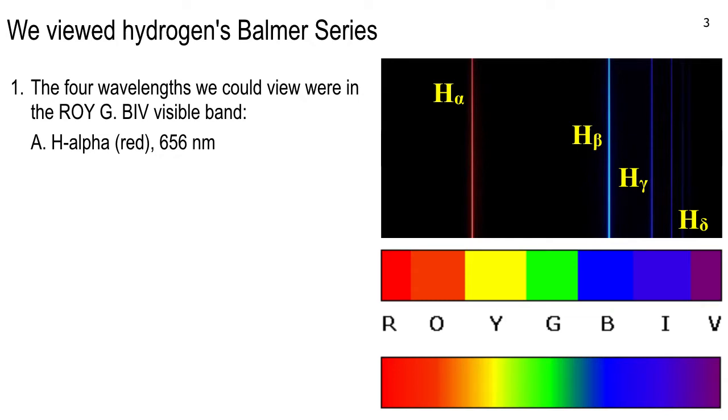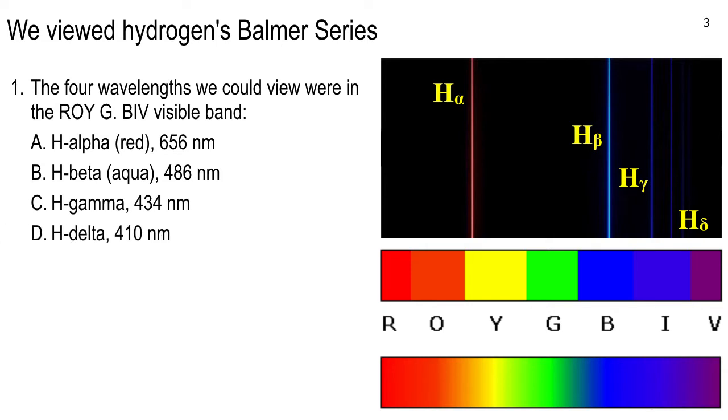656 nanometers. And remember, a nanometer is 10 to the minus 9th of a meter, a billionth of a meter. So pretty small. A millionth of a millimeter. And dear, a millimeter is pretty small. Just take a millionth of that, and that's a nanometer. H beta, the aqua kind of tealish second line, second brightest, 486 nanometers. H gamma, 434. We're getting shorter and shorter. And H delta, 410 nanometers.